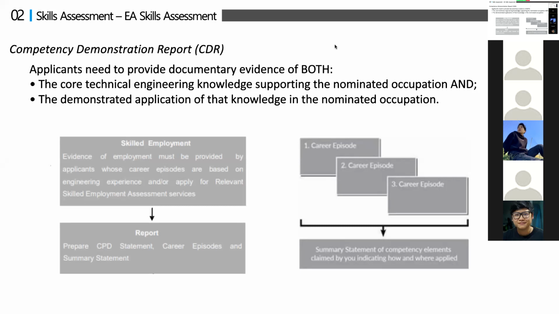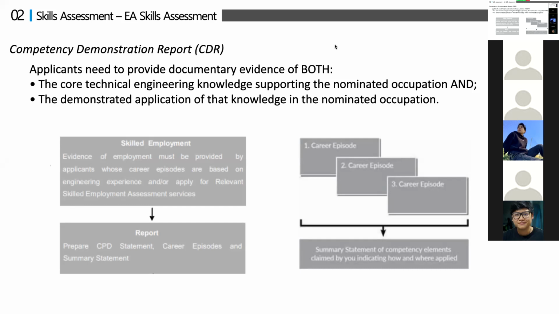But Engineers Australia cannot check all the universities and all the courses all over the world. That's why they decided to accept the Washington Accord. So if your university, department and major are accredited by the Washington Accord, then you can use our second option, which is the Washington Accord stream. Then we can simply apply for the skill assessment and get a positive outcome.